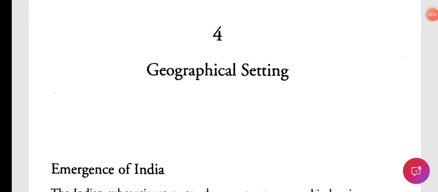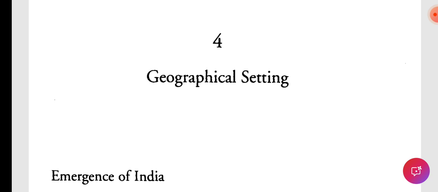Hello guys, this is the fourth chapter of ancient Indian history, and the author is R.S. Sharma. It is the most important book for covering the whole of the topics when it comes to ancient Indian history, and it is most probably important for general studies, mains as well as prelims. So, without a delay, let's start today's discussion.